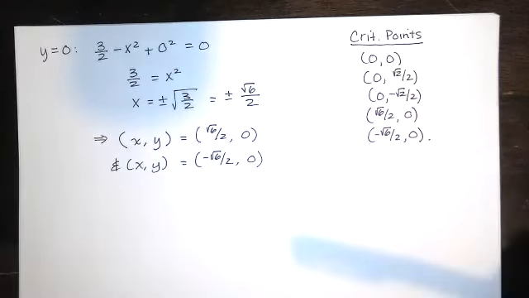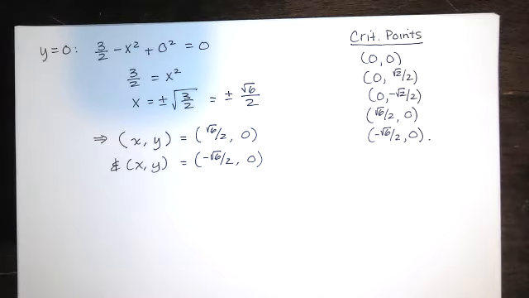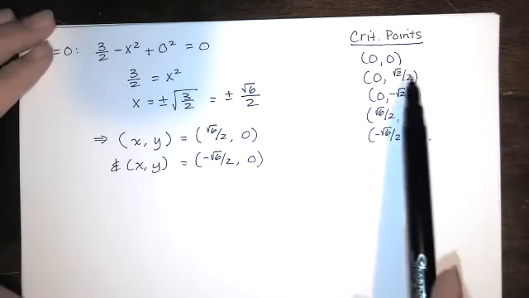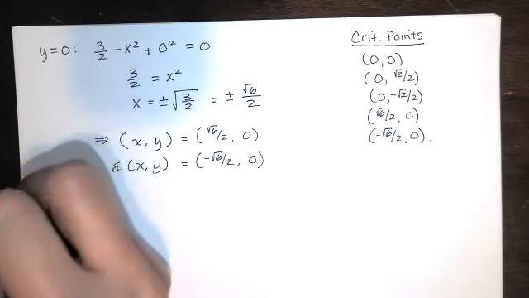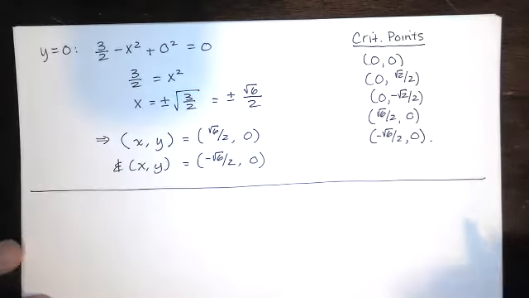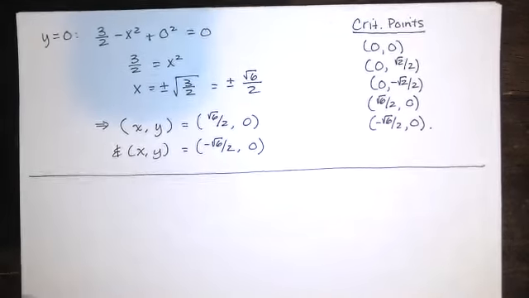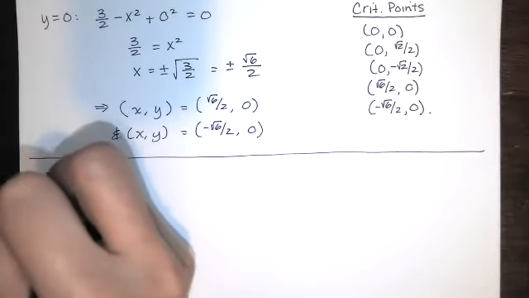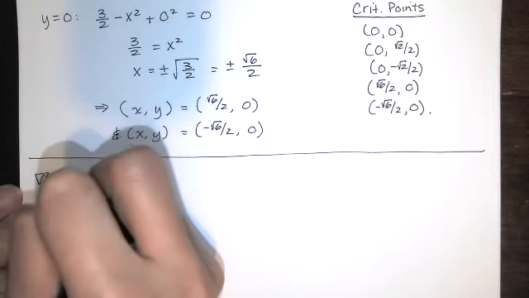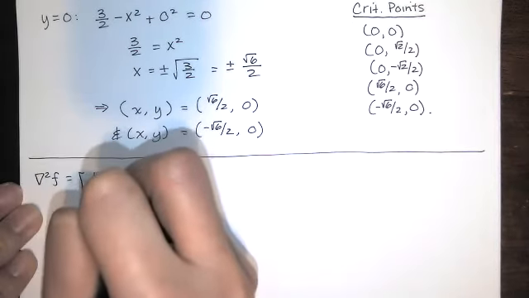Now we have to classify each of those critical points as corresponding to relative minimums or relative maxima, relative minima, that's proper English, or saddle points. One way that we can do that is by calculating the Hessian and then finding its determinant at each of those points. Now remember, the Hessian matrix is the matrix of second partials.